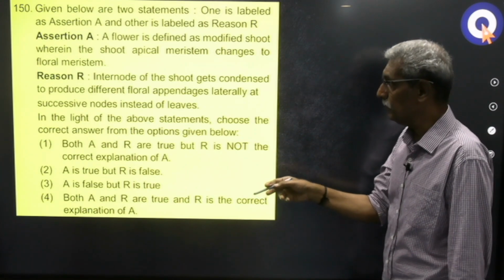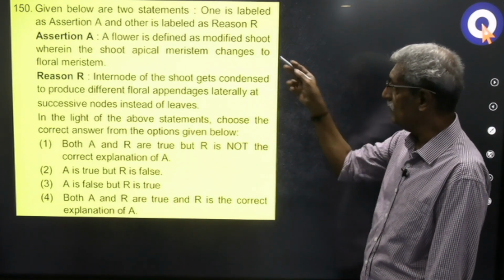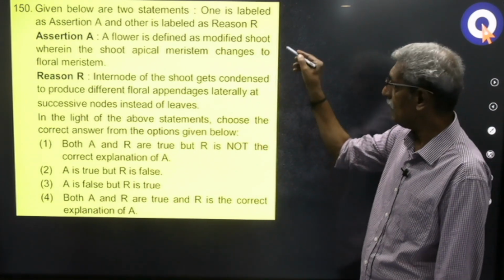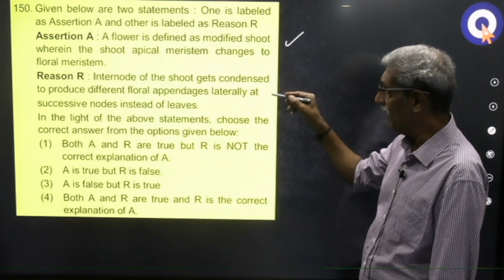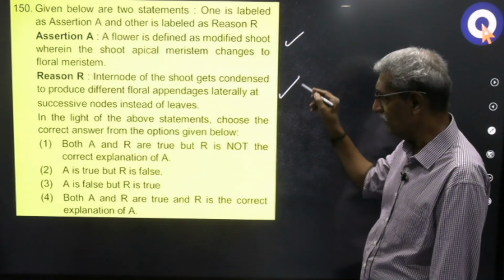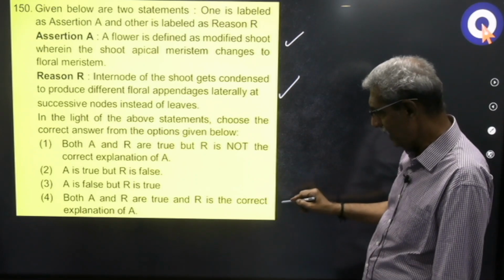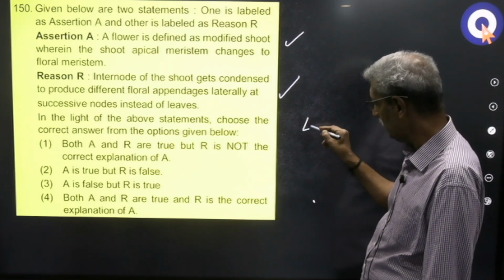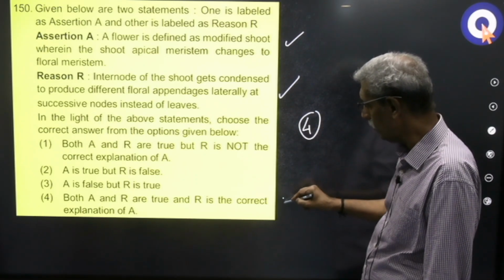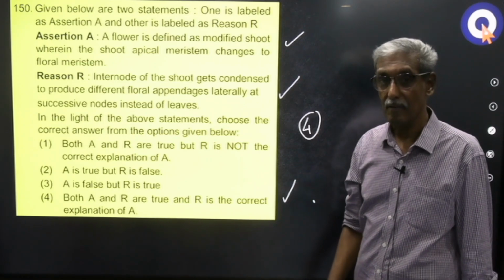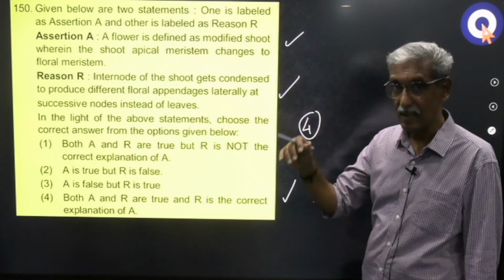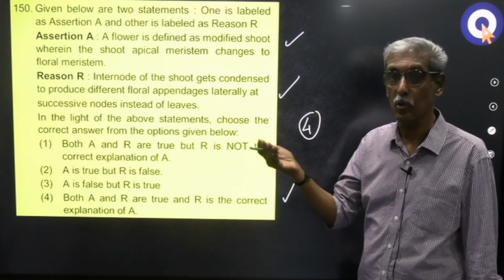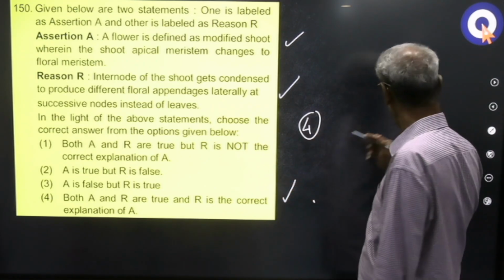And when you take the statements here, it says a flower is defined as a modified shoot. This is a very important thing, and internodes get condensed to form floral appendages. So both are right and R is the correct explanation. So option is 4. This is a basic concept in flowers. A flower is a modified shoot and there's a condensation, which is primarily seen in the case of lotus. So option is 4.